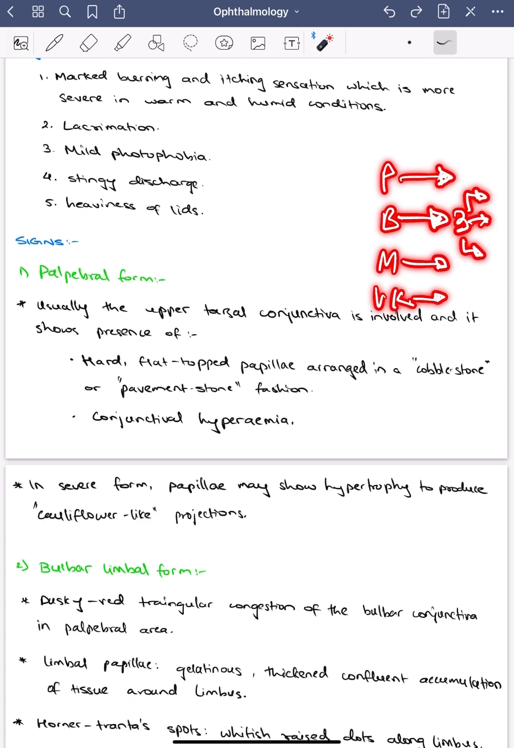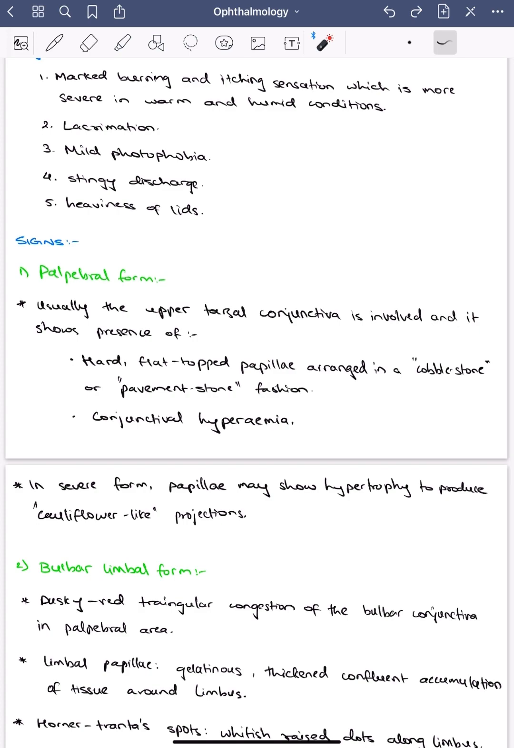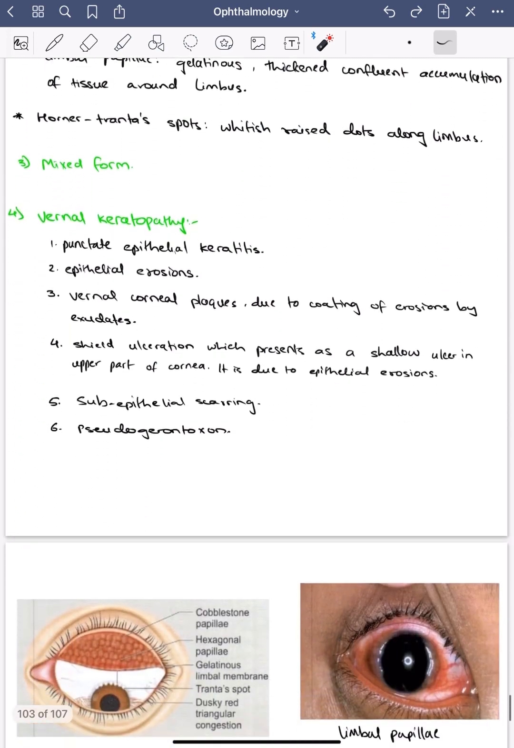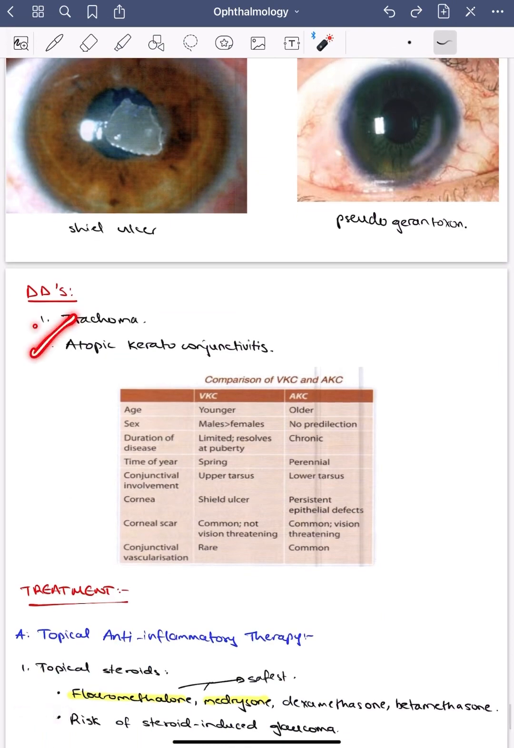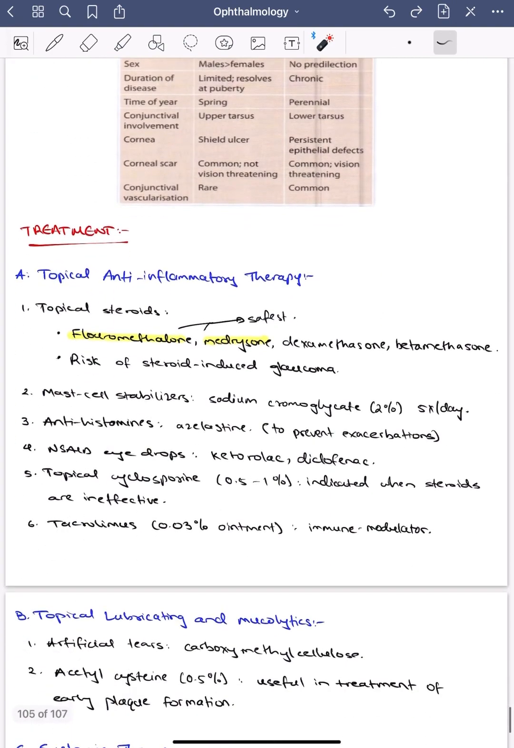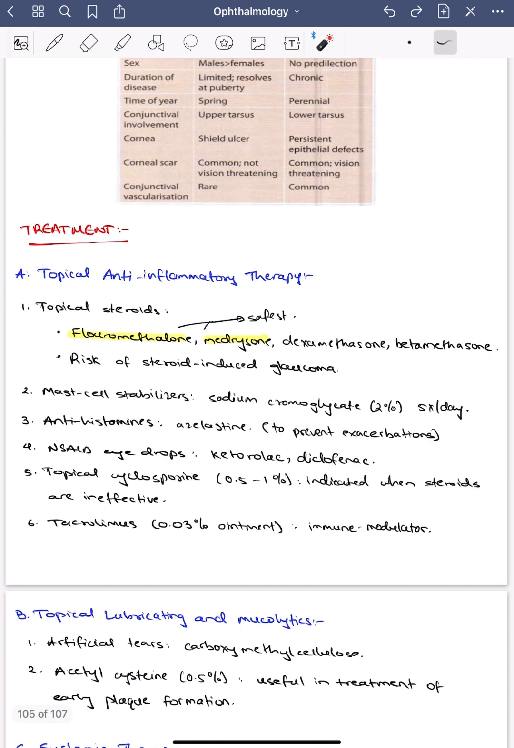Under this, the important features to be remembered are the presence of vernal plaques, shield ulcer, and pseudogerontoxon. So this is about the signs. The differential diagnosis is trachoma and atopic keratoconjunctivitis. And treatment modality we've discussed in detail, and the most important is the use of topical anti-inflammatory therapy.